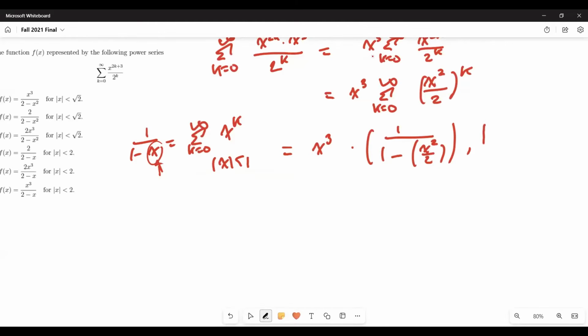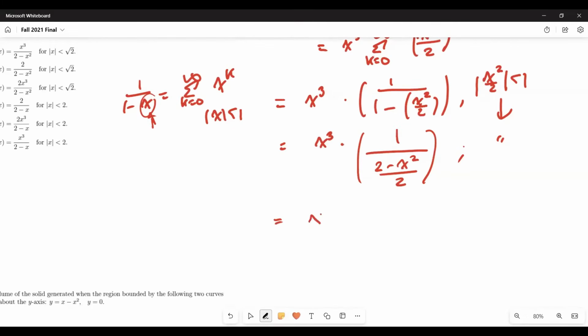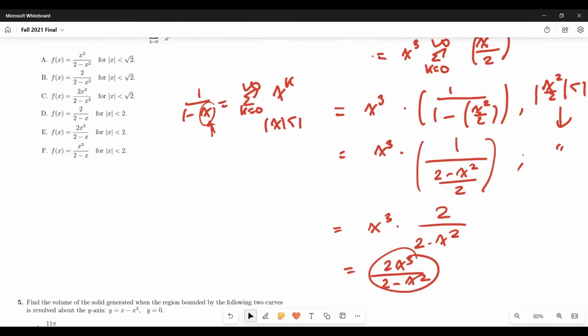And this holds when the absolute value of x squared over 2 is less than 1. So if you simplify this, this becomes x cubed over 1 over 2 minus x squared over 2. And then this just comes down as well. So this becomes x cubed over 2x squared times 2 over 2 minus x squared, which becomes 2x cubed over 2 minus x squared. Okay, we have the function now. We have to find the bound, right? Let's eliminate some of the options.